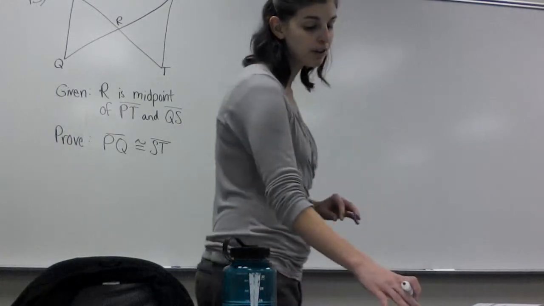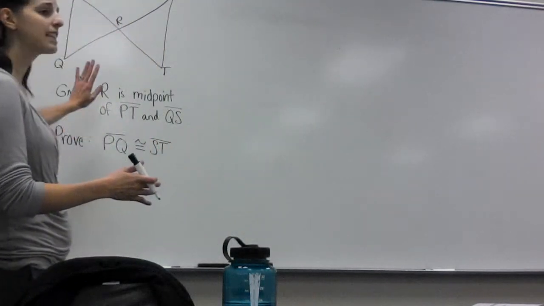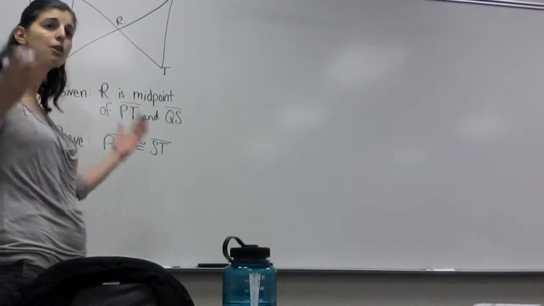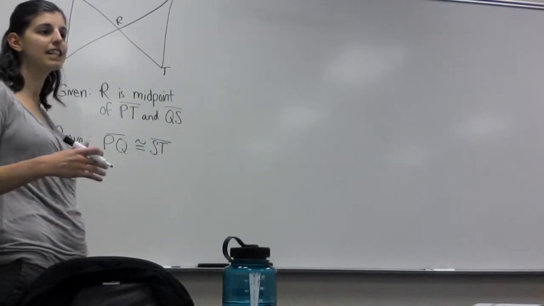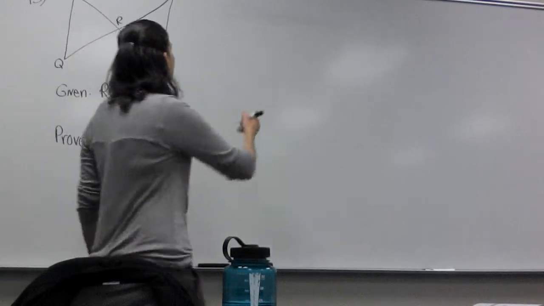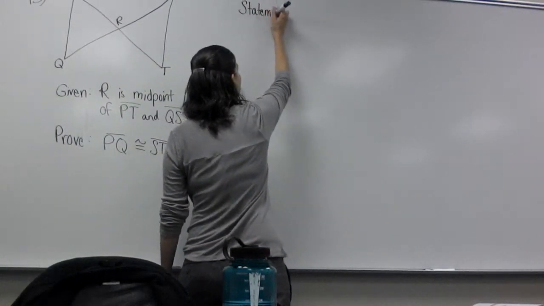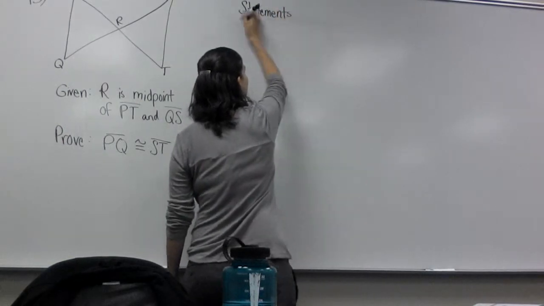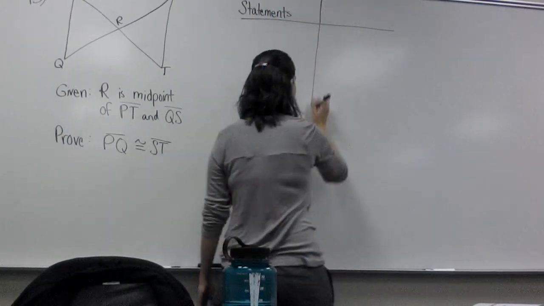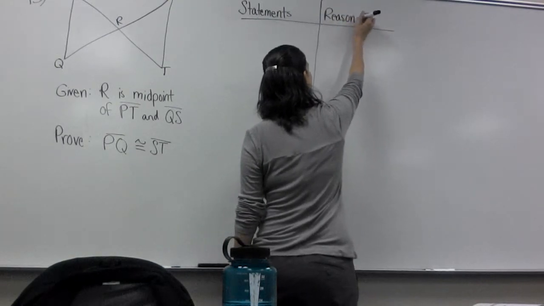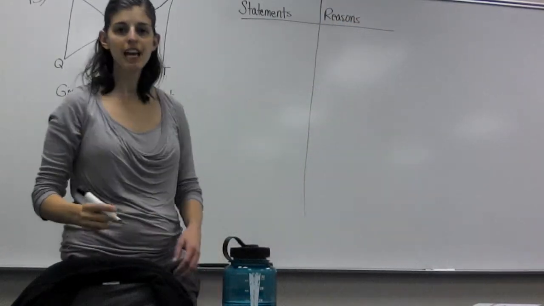Okay, number 13 is just one step less than what we are going to do in the notes. So we are going to do number 13 as well as the example from your notes right now. So, we need a statements and reasons column. Here we go. Statements and reasons.